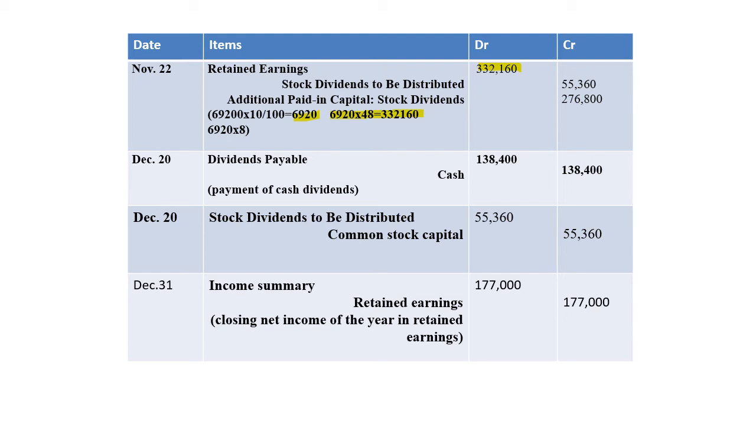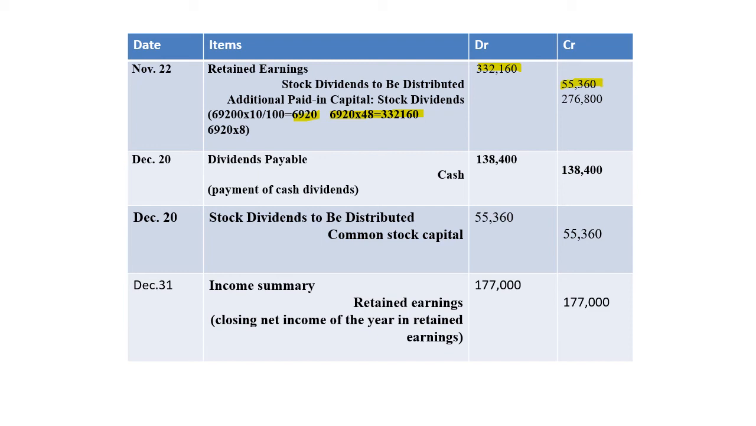Then the capital, we cannot say it's capital yet because these shares are not yet distributed. So it's a liability, the same as what happened with the cash dividends. This liability is stock dividends distributable, like accounts payable, to be distributed later on. It's calculated by the par value of the share. So the same 6,920 extra shares will be multiplied by 8, which is the par value of the share. The difference between the retained earnings in the debit and the stock dividends distributable in the credit is additional paid-in capital, stock dividends.